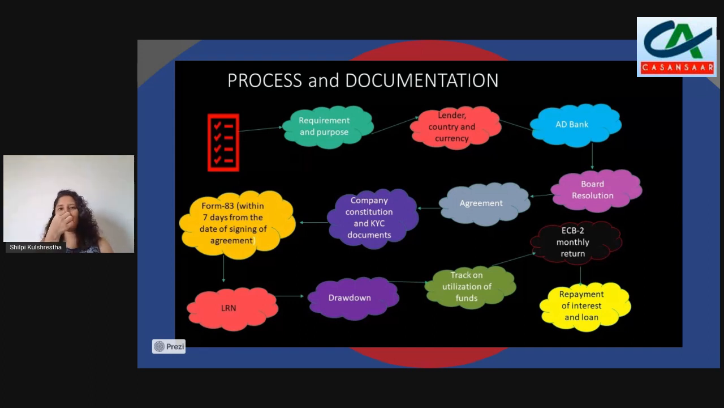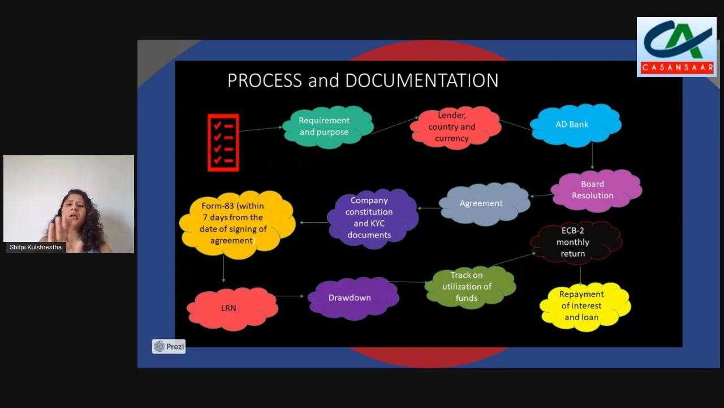So RBI will allot you the loan registration number, and once you have the loan registration number, you can start your drawdown as per the agreement. Here it is very important to keep in mind that even a single small change in an agreement means you need to file Form 83 every time. You need to follow this 7 days concept every time. As and when there is a change in the agreement, you are bound to file that change to the RBI well in time, within the given time limit, through the authorized dealer bank.